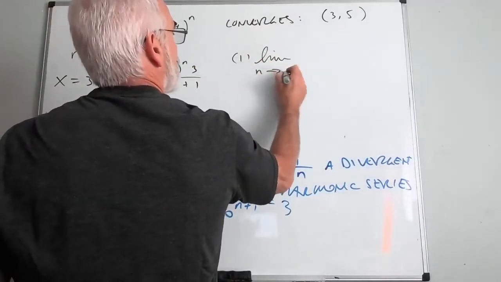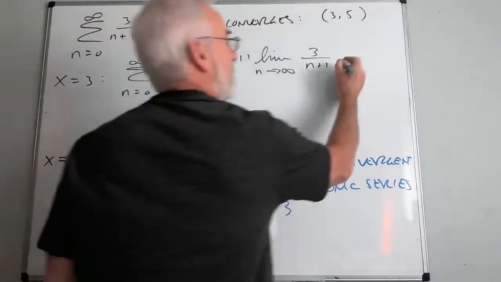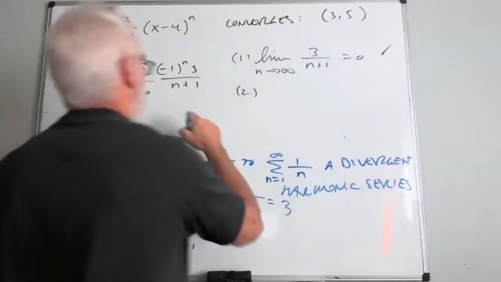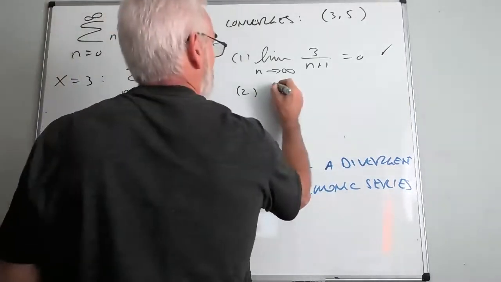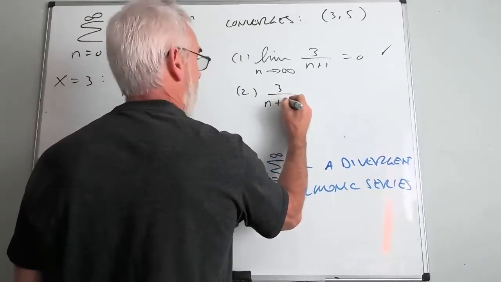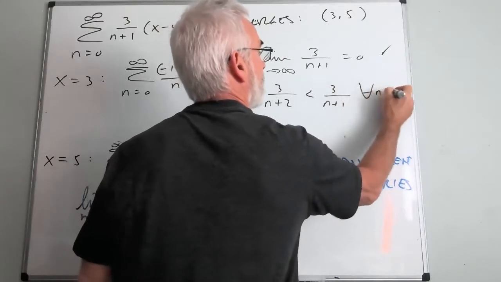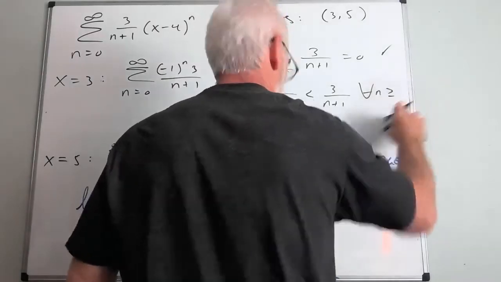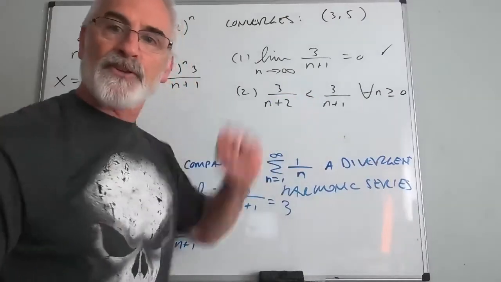The limit as n goes to infinity of 3 over n plus 1 is 0. First check mark. Secondly, again, you're looking at the non-alternating when you're doing the nth term test. 3 over, replace n with n plus 1, 3 over n plus 2 is smaller than 3 over n plus 1 for all n greater than or equal to 1. Heck, we started at 0, so I'm actually going to say for all n greater than or equal to 0. Every term is getting smaller and the terms are approaching 0.